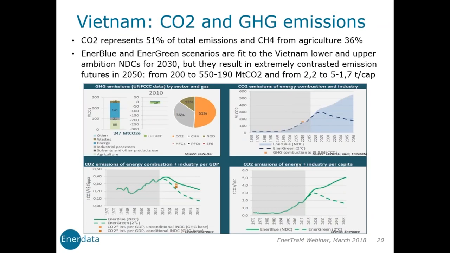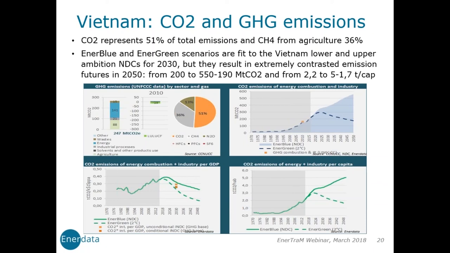What are the dynamics of CO2 and GHG emissions? CO2 represents only 51% of total emissions, while CH4, from agriculture and probably particularly from rice production, represents more than one third of total emissions. So this is a particular feature of the situation in Vietnam.